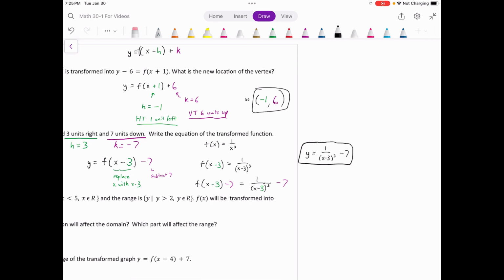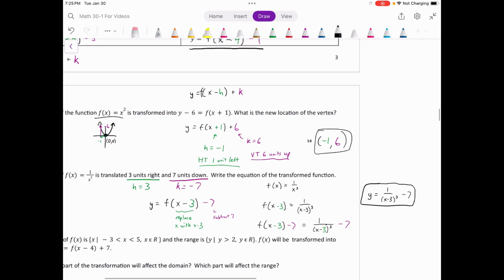So notice the difference here. Sometimes students aren't quite sure what the difference is between just writing this in function notation, like we did here, and actually getting the equation of the transformed function. This is an equation you could graph. We just want to graph everywhere where y is equal to 1 over the x value minus 3 cubed, subtract 7. You could put it into your graphing calculator and get a graph, or you could graph it by hand as well. This one, not quite.